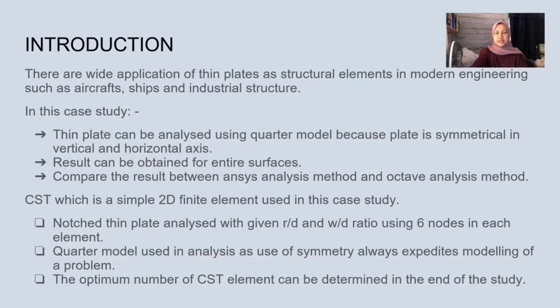The CST element used is a notched thin plate with given R over D and W over D ratio using 6 nodes in each element, and the symmetry applied in this analysis always expedites modeling of a problem. Next, we could also obtain the optimum number of CST elements at the end of the study.